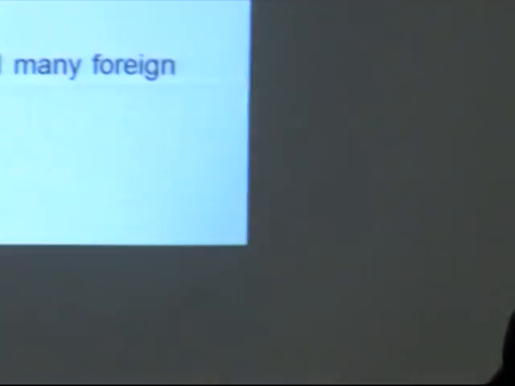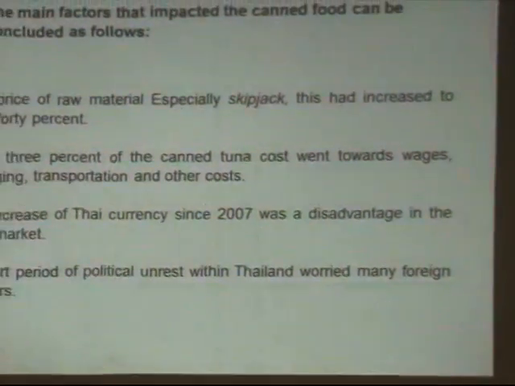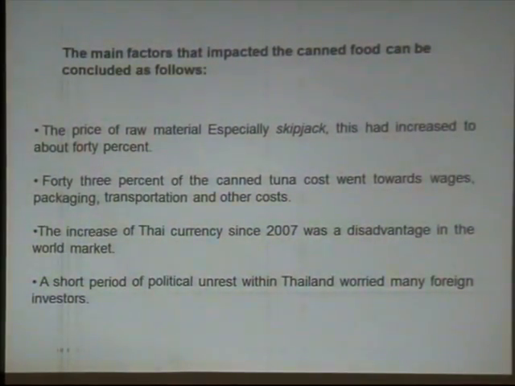The other situation that had an impact was on canned food, because in the South, most entrepreneurs produce canned tuna. It is because the price of raw material, especially tuna, increased by about 40%. And other costs, for example wages, transportation, and others, are also rising. The increase of the Thai baht currency is one of the disadvantages in the world market, and the short period of political unrest in Thailand worried many foreign investors and also foreign labor because of fear for safety and security. The other problem was non-tariff barrier measures for exporting. The social issue was that labor didn't meet standards for environmental safety and social responsibility.